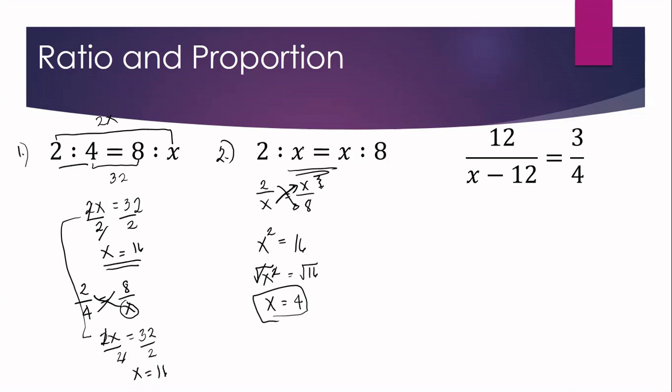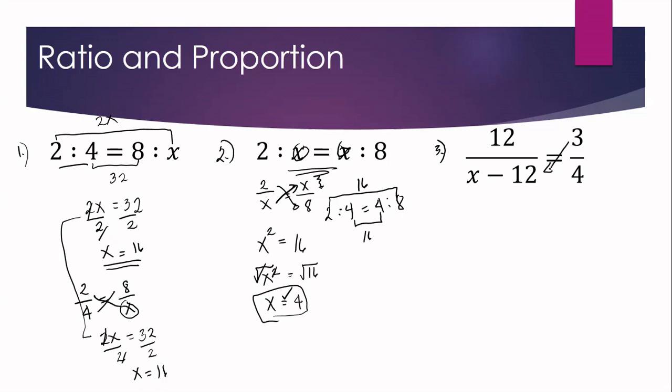And if we are going to substitute it, if x is equal to 4, then we have 2 is to 4 equals 4 is to 8. Then, if we get the product of the extremes, 2 times 8 is 16, and then 4 times 4 is also 16. Therefore, x is equal to 4 is correct. Lastly, we have 12 over x minus 12 is equal to 3 over 4.